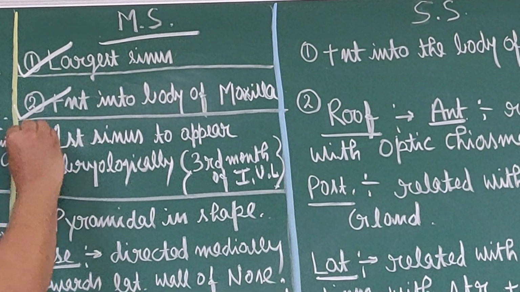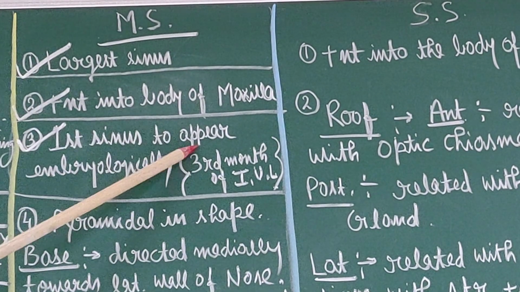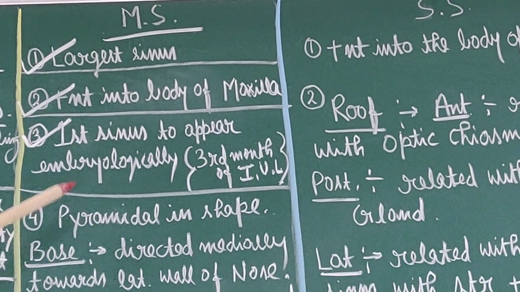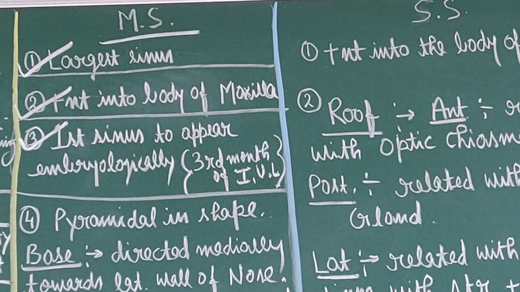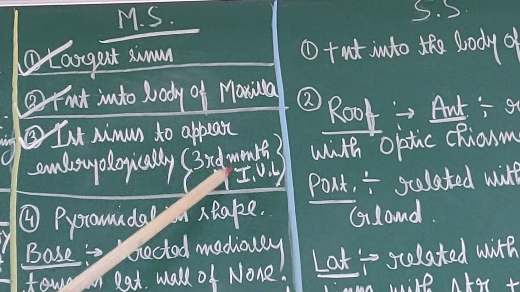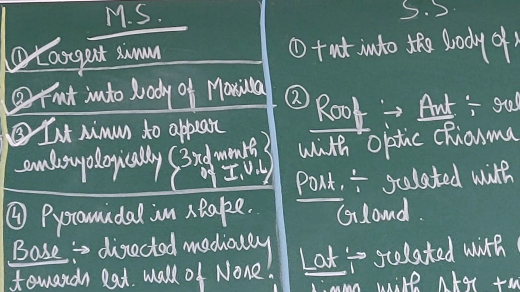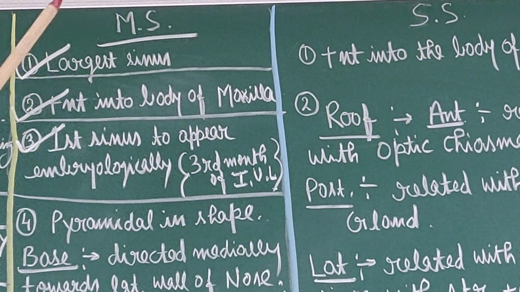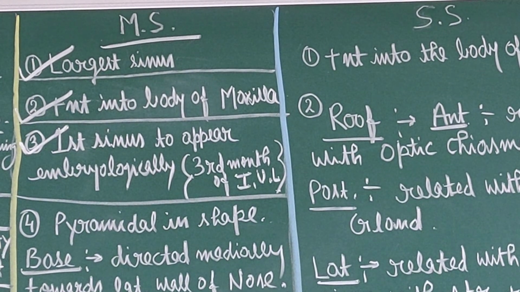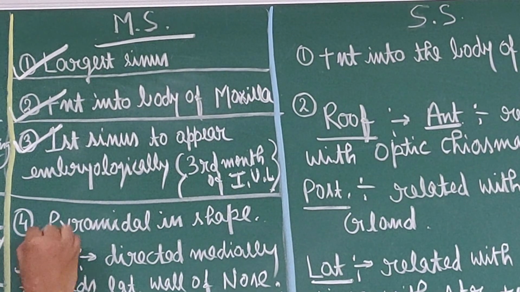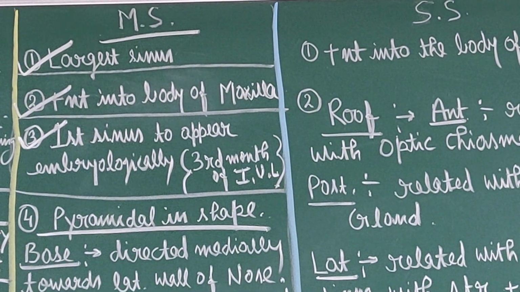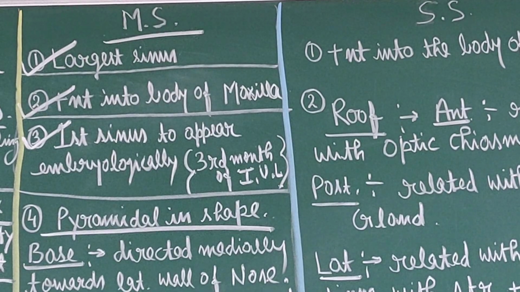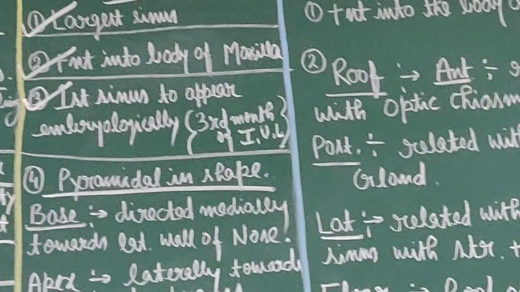And this is the sinus which appears first during intrauterine life. It appears about the 3rd month of intrauterine life. So it is the largest sinus and the sinus which appears first. It is pyramidal in shape. The shape of the sphenoidal sinus is variable, while this one is triangular and pyramidal in shape.